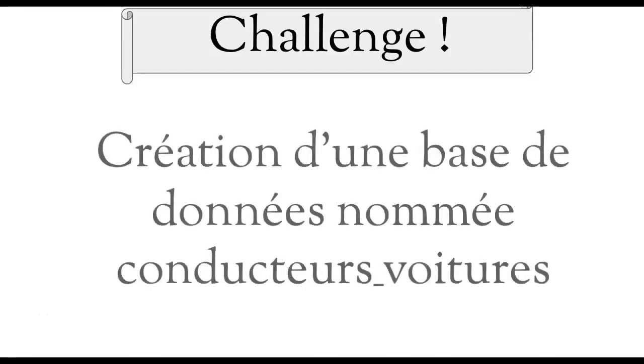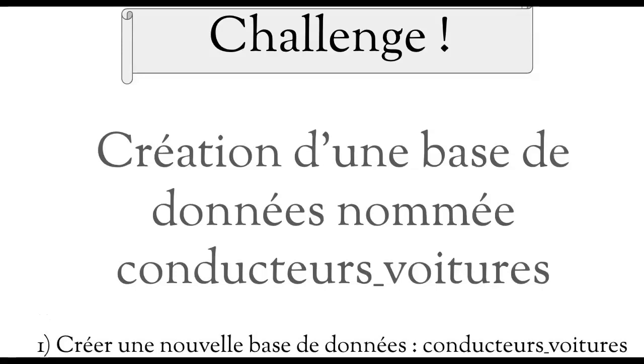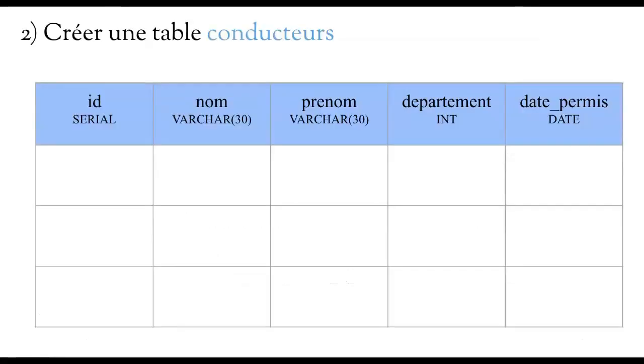It's time for a challenge. You will create a database named drivers cars together with its table. So your first task will be to create a new database which will be drivers cars. Then you will create a drivers table with 5 columns for the ID, the last name, the first name, the department, and the license date. The data types are shown in this table.